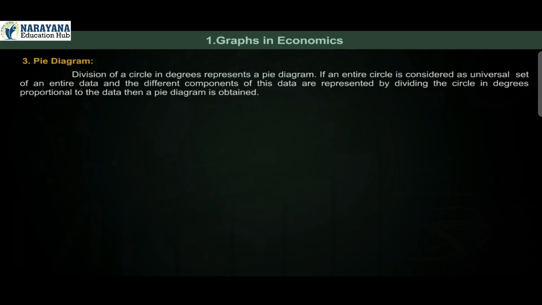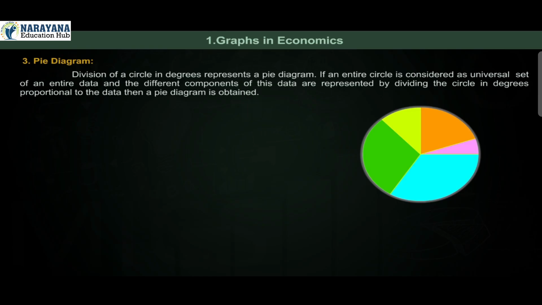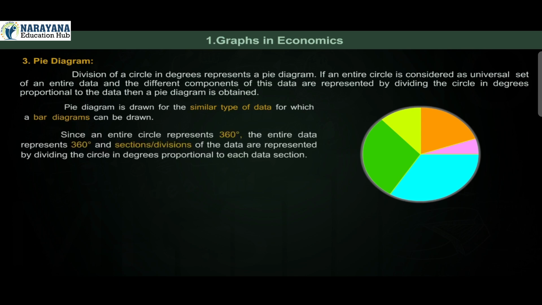Pie diagram. Division of a circle in degrees represents a pie diagram. If an entire circle is considered as the universal set of an entire data, and the different components of this data are represented by dividing the circle in degrees proportional to the data, then a pie diagram is obtained. A pie diagram is drawn for the similar type of data for which a bar diagram can be drawn.